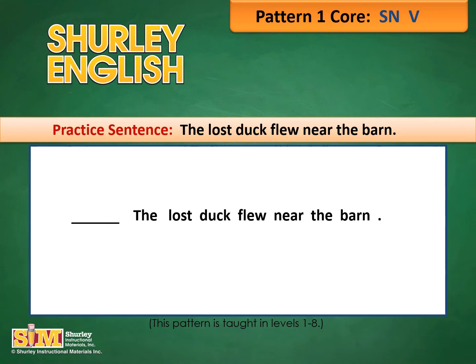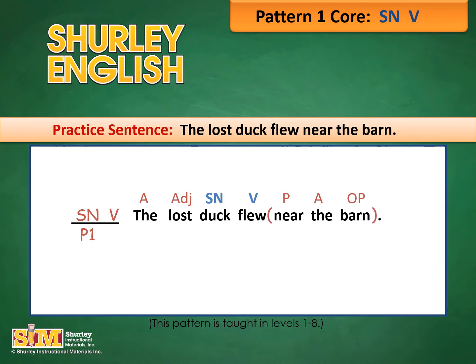Let's review Pattern 1 by using the question and answer flow to label and classify the sentence. Ready? The lost duck flew near the barn. What flew near the barn? Duck, subject noun. What is being said about duck? Duck flew. Verb. Near, preposition. Near what? Barn, object of the preposition. The, article adjective. What kind of duck? Lost, adjective. The, article adjective. Subject, noun, verb, pattern 1, skill check.